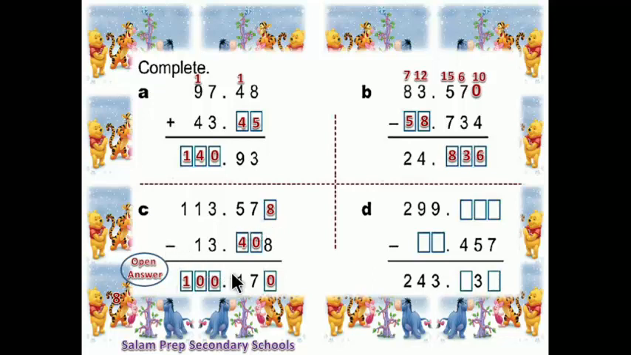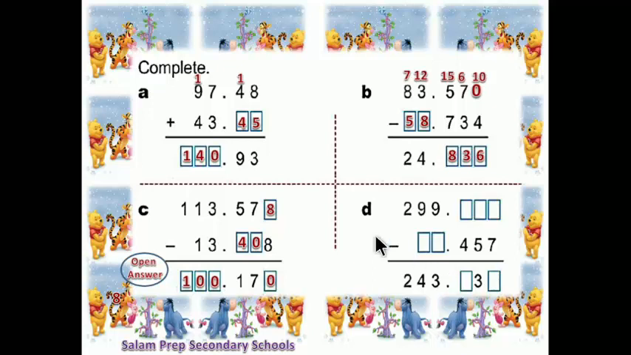7 minus what? Equals 7. Excellent. 0. 5 minus what? Equal 1. 5 minus 4 equal 1. Put decimal point. 3 minus 3 equals 0. 1 minus 1 equals 0. 1 minus, there is no digit here, so we will write 1. The answer is 100.170.